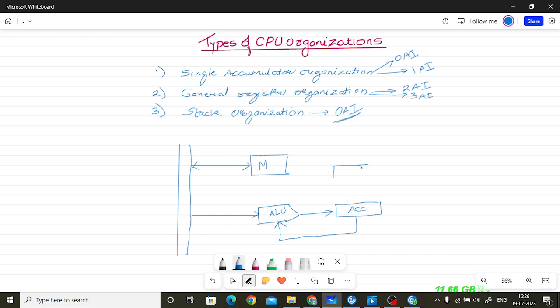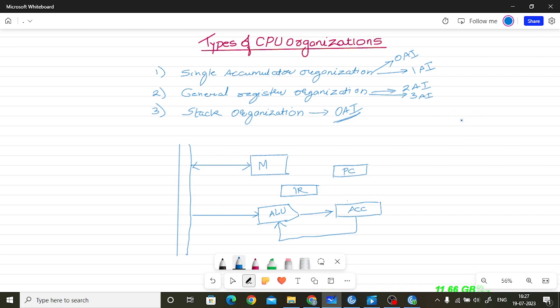In single accumulator organization, we have a register called the program counter, which is responsible for storing the address of the next instruction, and an instruction register. What is the use of the instruction register? The instruction register holds the instruction which has just been fetched from the memory. To execute an instruction, you have to fetch it from the memory, decode it, and so on.